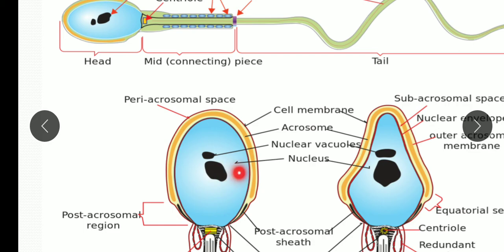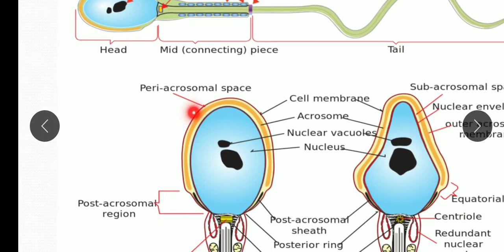This nucleus has a single set of chromosomes, that is, haploid. On the basis of chromosomal content in the nucleus, sperms are of two types: those which carry autosomes and Y chromosome, and those which carry autosomes and X chromosome.